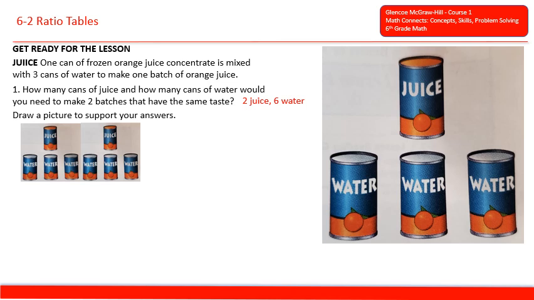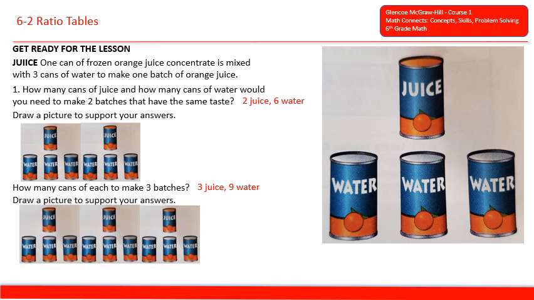Draw a picture to support your answers. So there you go. And how many cans of each to make 3 batches? 3 juice, 9 water. And there's our picture to prove it.